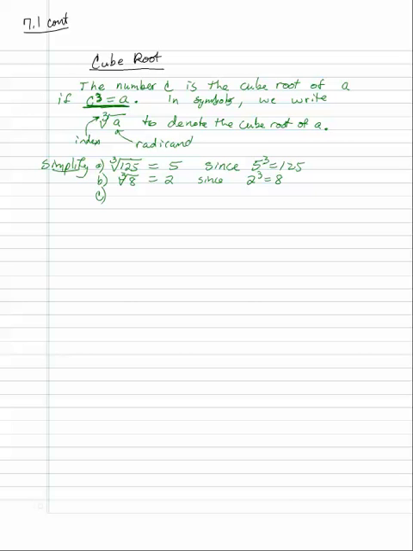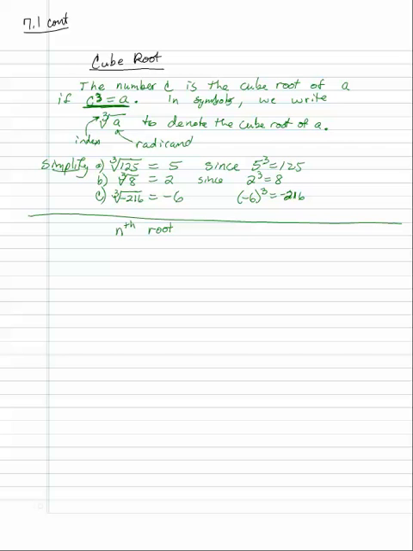How about cube root of negative 216? Well, negative 6 cubed is negative 216, so this equals negative 6. Now notice, with the odd index cube root, if we do negative 6 to the third power, that's negative 6 times negative 6 times negative 6, you get a negative 216. So it's okay to have negatives inside cube roots.